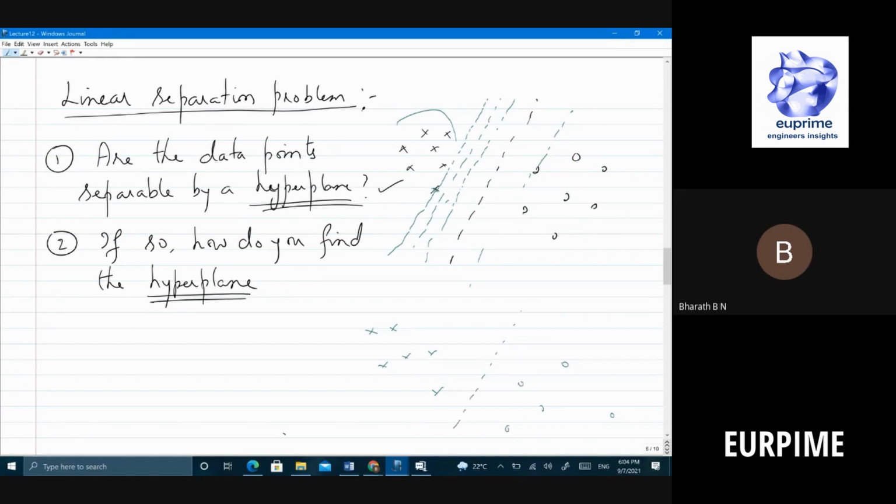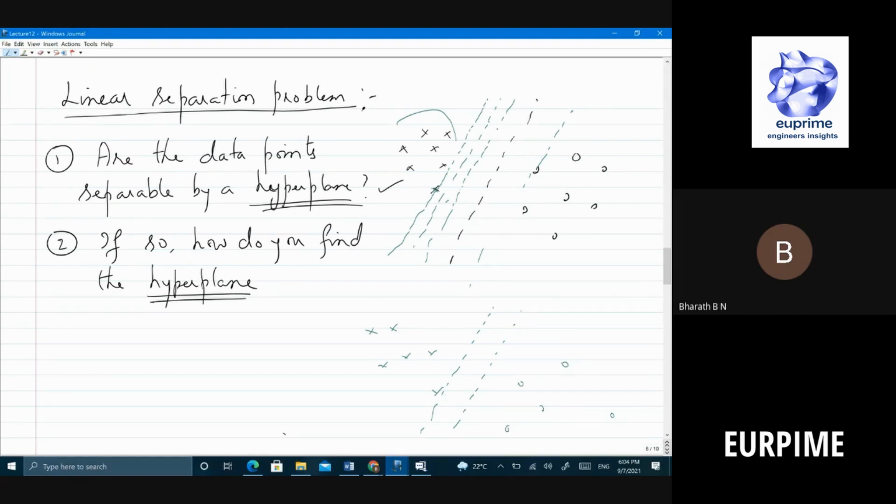What do you mean by robust? Because I can separate this by placing a hyperplane very close to, let's say, one of these points. In that case, when you deploy it in the field, because of noise, some points may lie to the right, in which case you will make a mistake. So you should optimally place it at the center. The question is, how do you pose that as an optimization problem?